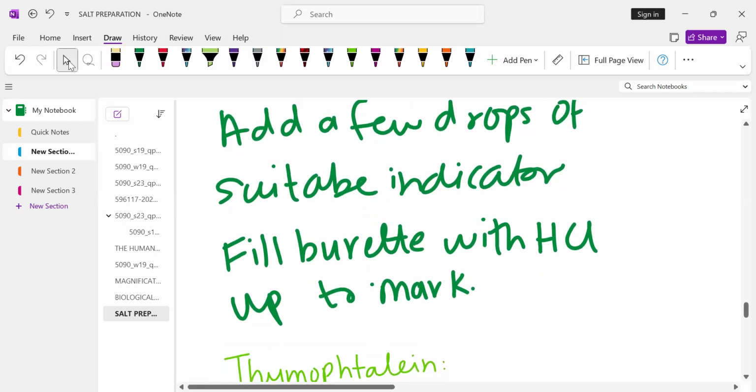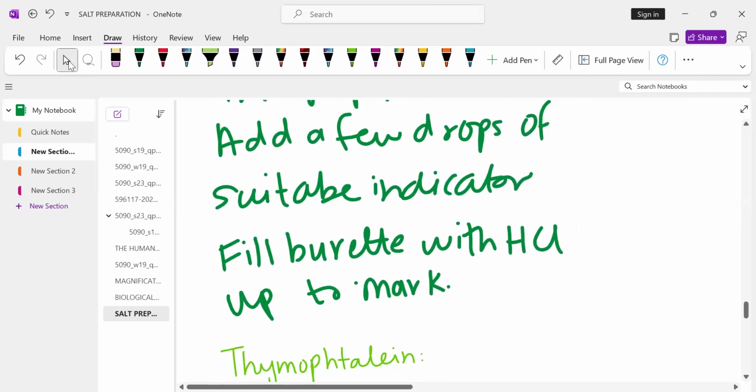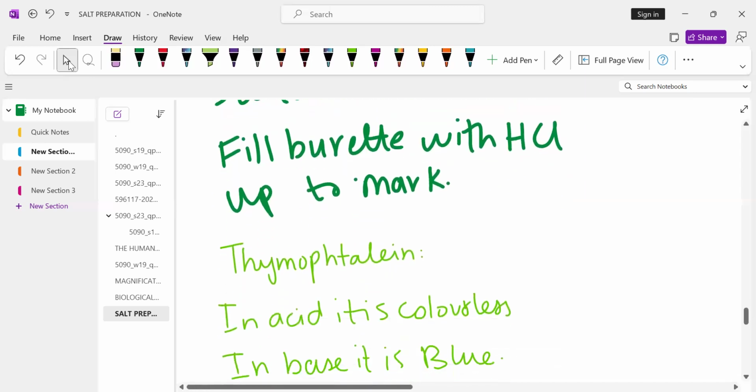Then you need to add a few drops of a suitable indicator. There are two indicators in our syllabus. First is thymolphthalein, and the second one is methyl orange. So add a few drops of a suitable indicator and fill the burette with HCl up to the mark.